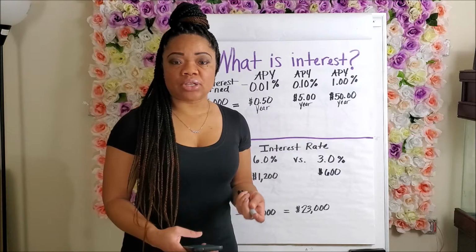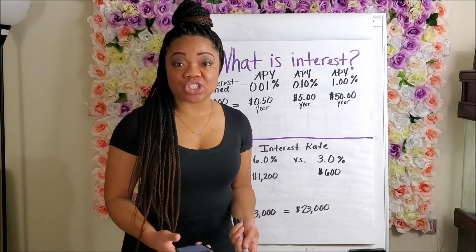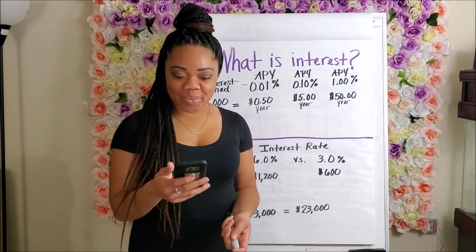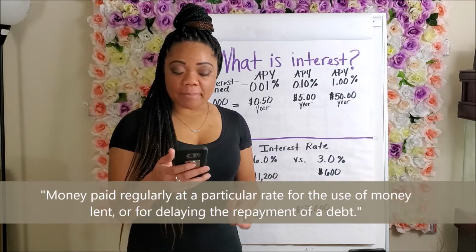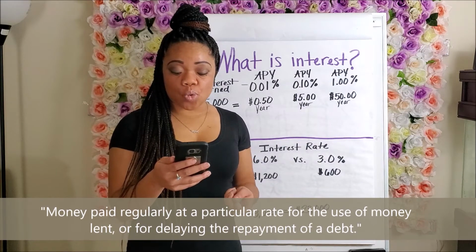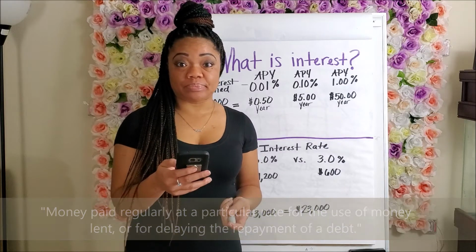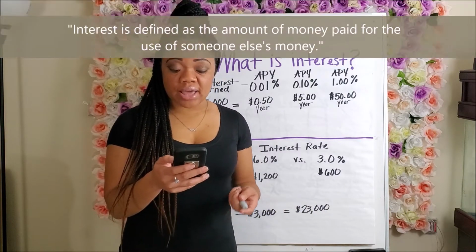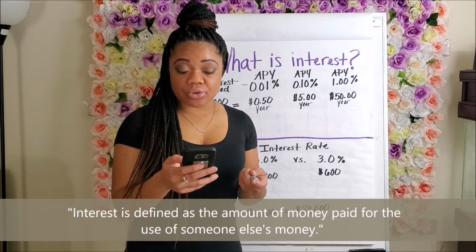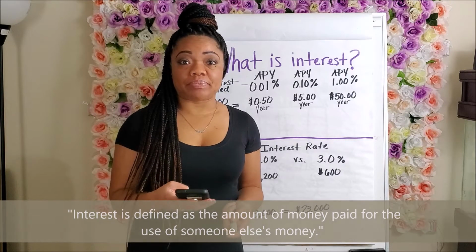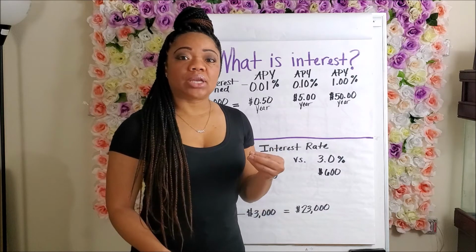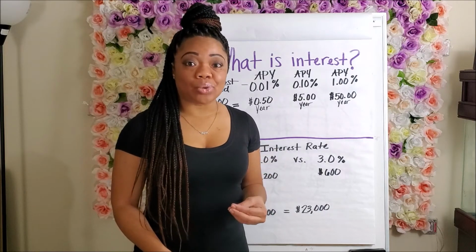And just to give a little description, or a definition of what interest is, I went to Google, because Google. Interest is money paid regularly at a particular rate for the use of money lent or for delaying the repayment of a debt. It also gives a definition that, plain and simple, interest is defined as money paid for the use of someone else's money. So now that we know what interest is, let's go ahead and try and break it down just a little bit so that we can see how it affects us and why it's important to us.